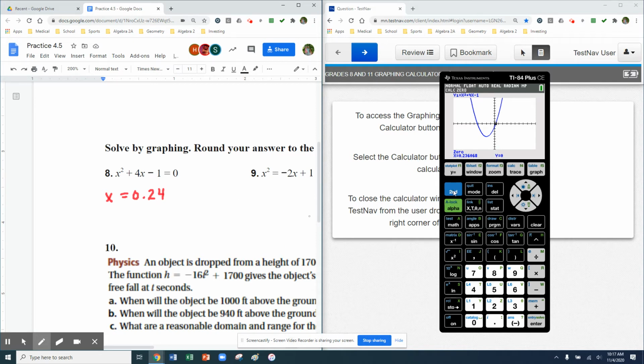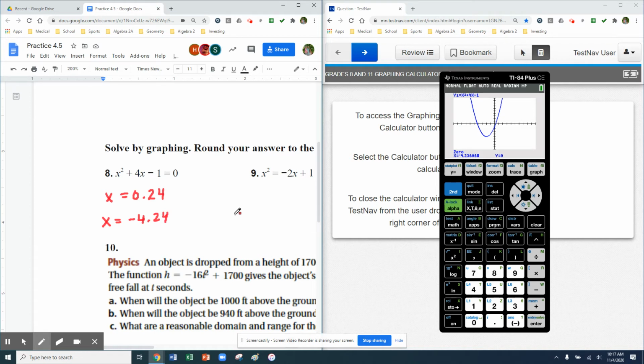To find the other solution, we've got to do it again. Hit second calc, we'll go to 0. Left bound, I'm going to bring my blip all the way around to where my other solution is. I'm going to get left of it, which is up here. Then I'm going to get right of it, which would be down here. So now I've got the barrier set up with my 0 in between. Hit enter, enter. There's my second solution. X is negative 4.24. There would be my second solution.